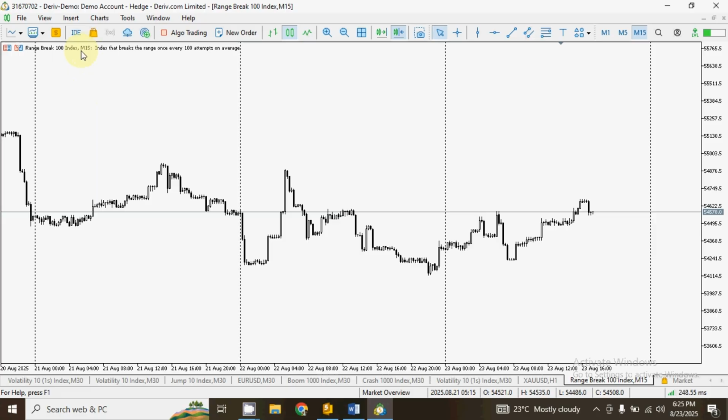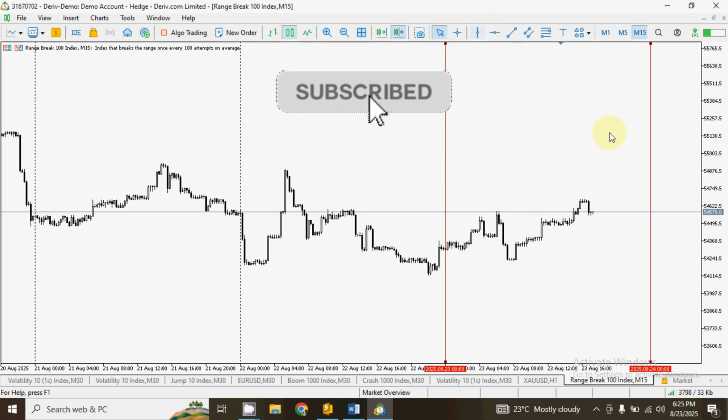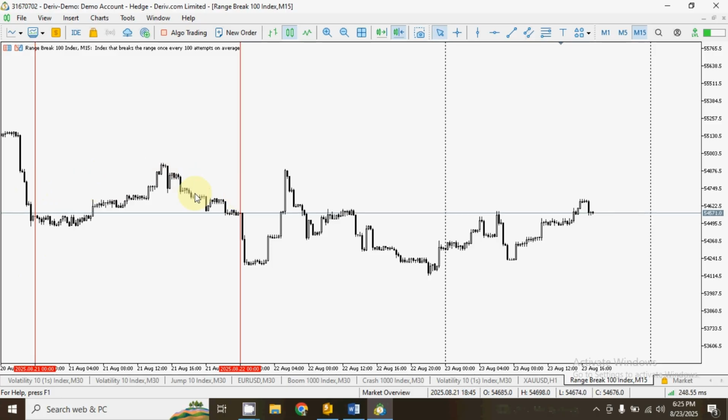The next thing you have to do is to check the previous day. Now this is the current day, right? From this vertical line to this vertical line represents the current day. Then from this vertical line to this vertical line represents the previous day, which is a day ago. Then from this vertical line to this vertical line represents 2 days ago, and this is where your analysis will start.